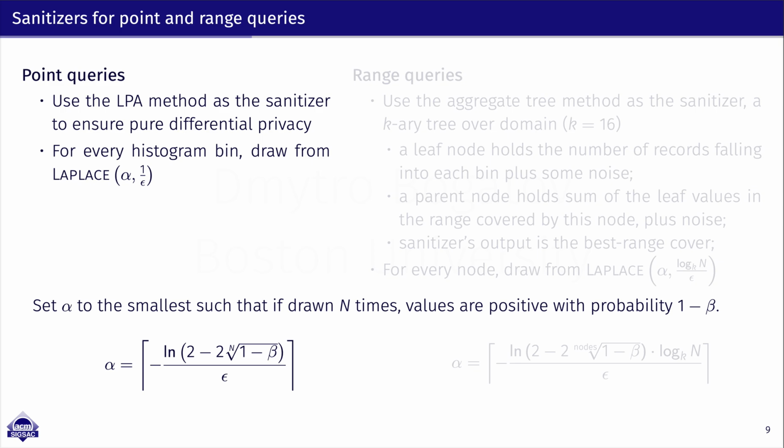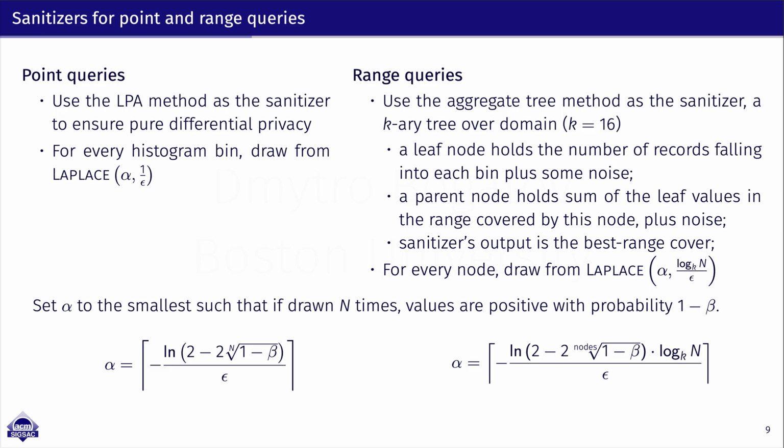Well, we have yet to fill in the sanitizers we want to use in the construction. For point queries, we use the aforementioned LPA method and a histogram of a range. We put a sample in each bin, and we need to set alpha, that sanitizer's alpha value, to a certain smallest value, such that we never get a negative Laplace sample. We can derive this optimally, algebraically. Here is the value.